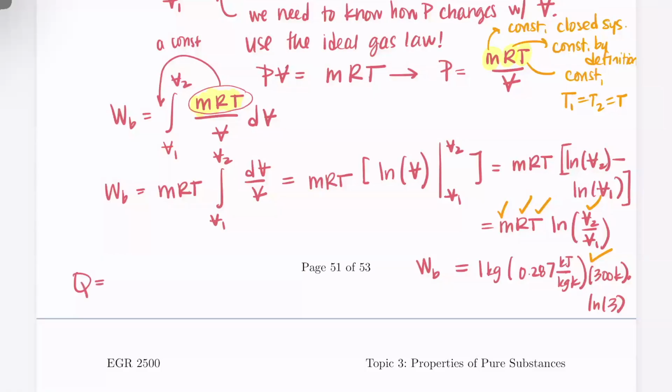And then Q is equal to minus 50 kilojoules plus WB, which is 44.6 kilojoules, which is greater than 0. So what does this mean? So this means that heat was input into our system.